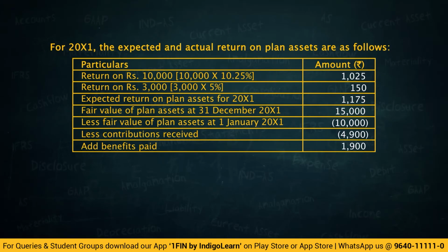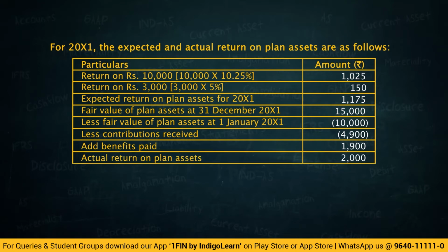What is our actual return on plan assets? Our return on plan assets, as a net amount, is only 2000 rupees. So 10,000 was there from the beginning, 3000 is the net amount, the difference between 4900 and 1900. That got employed on 30th of June, and so totally about 10,000 plus 3000, 13,000 was invested, and that became 15,000. So what is the actual return on plan assets? 2000 is the actual return on plan assets.